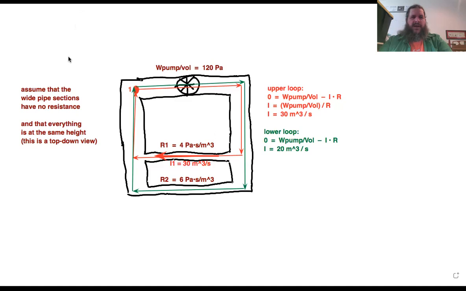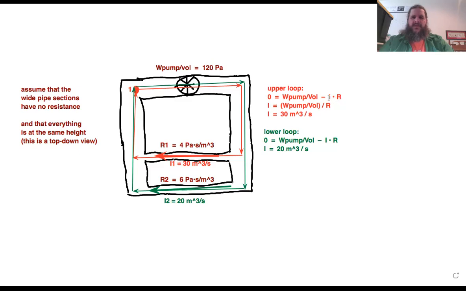And then the lower branch is getting a current of 20 cubic meters per second. So we'll call that I2. Question? Wouldn't the current be different in the wider pipe before it goes to the junction? So how come calculating the loop gives you just the current of the small section? Because the IR here, what's the only part of this that has resistance that we care about? Oh, the narrow part. Right.